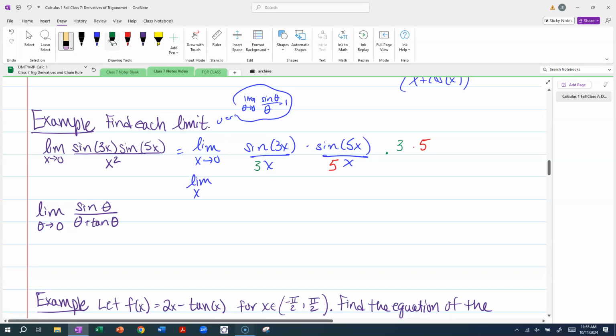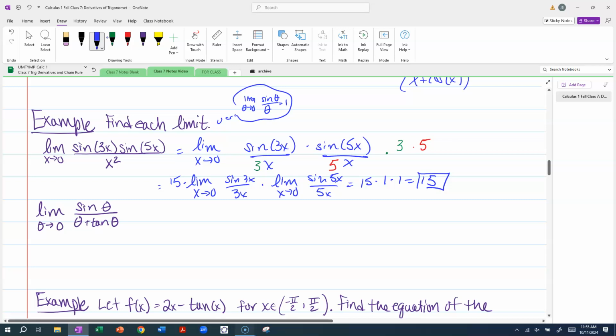Okay, so then here I get limit. Actually, I can pull the 3 and 5 out, so I'd have 15 times the limit as x goes to 0. And then I know these limits exist, right? The angle matches the denominator. That's what this is saying. So then I can break it up. I can do limit of sine of 3x over 3x times limit as x goes to 0 of sine of 5x over 5x. And both of these are just 1, so I get 15 times 1, also known as just 15. Okay, there we go.